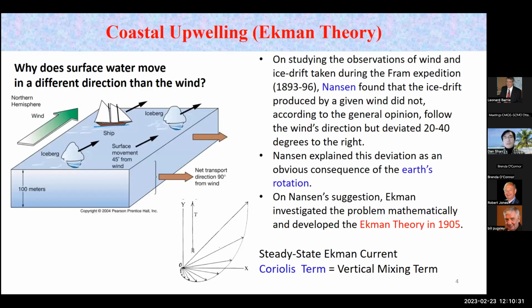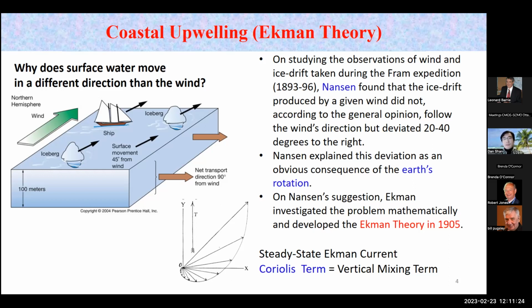Coastal upwelling is tightly linked to the Ekman theory, and this is a basic question that has been observed before. The question is, why does surface water move in a different direction than the wind? The question was first reported by Nansen in the Fram expedition, in 1893 to 1896. What he found is that the ice drift produced by a given wind did not, contrary to general opinion, follow the wind direction, but deviated 20 to 40 degrees to the right. Nansen explained this deviation as an obvious consequence of the Earth's rotation.